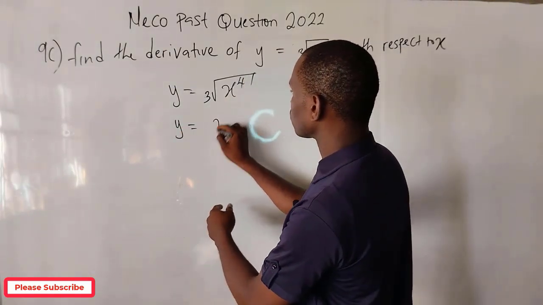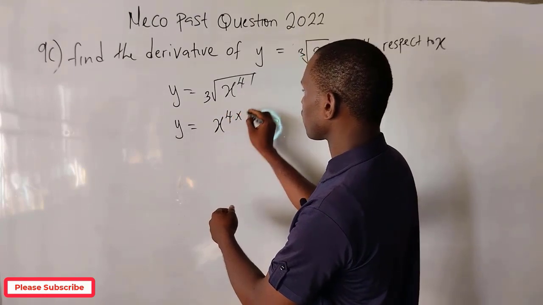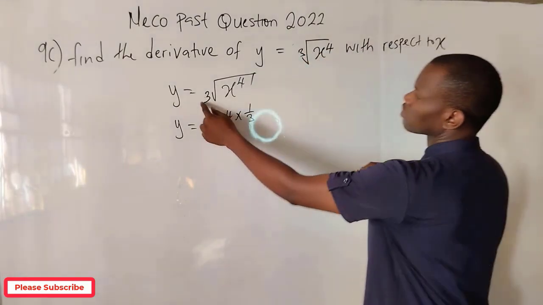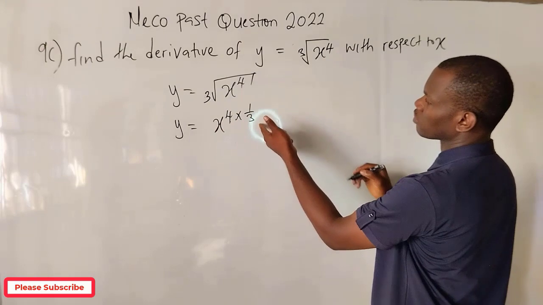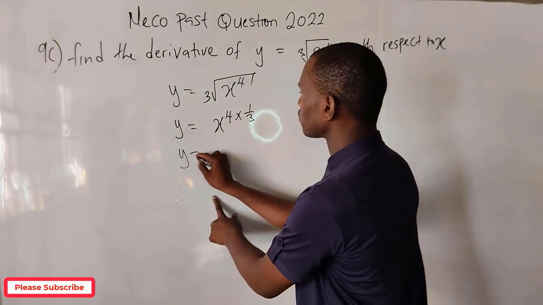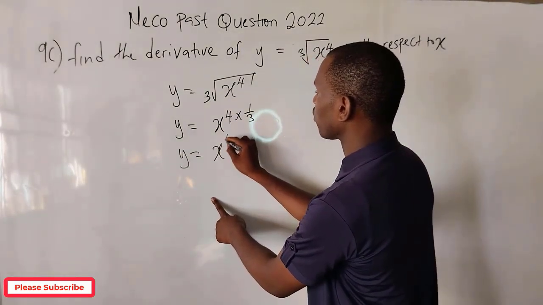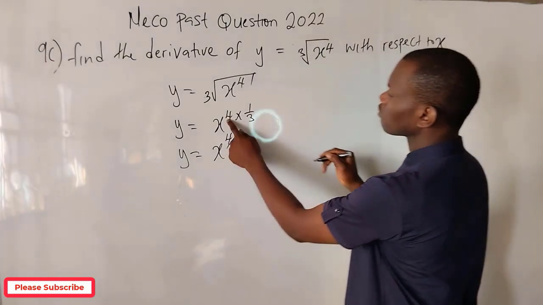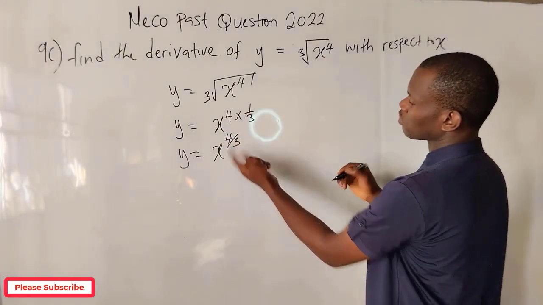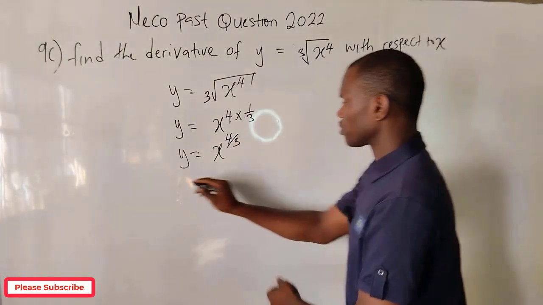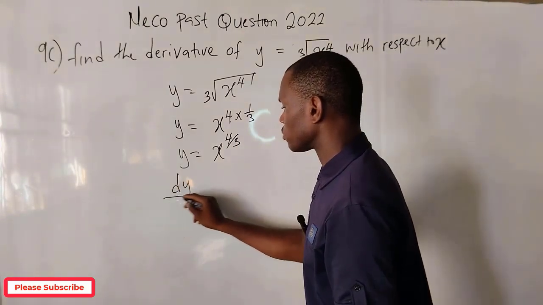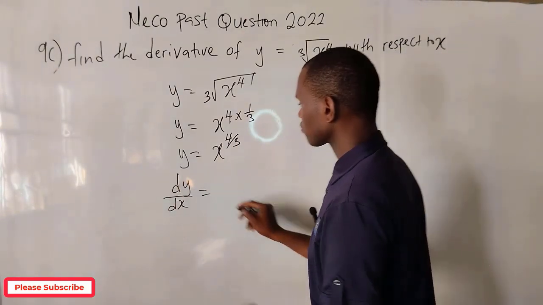We have y equal to x raised to power 4 times 1 over 3. Cube root means power of 1 over 3. That means my y is equal to x raised to power 4 over 3. 4 times 1 gives us 4, then over 3. Then we differentiate y with respect to x.